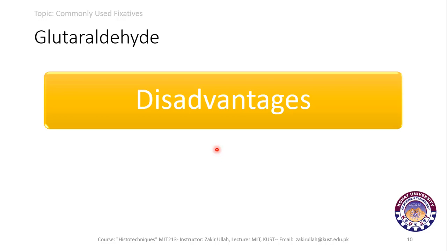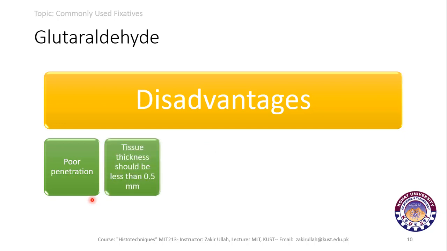The disadvantages of using glutaraldehyde: it is very weak in penetration, and the penetration power of glutaraldehyde is very low. The tissue thickness should be less than 0.5 millimeter for better penetration. So, the tissue should be sliced before putting it in the glutaraldehyde fixative.